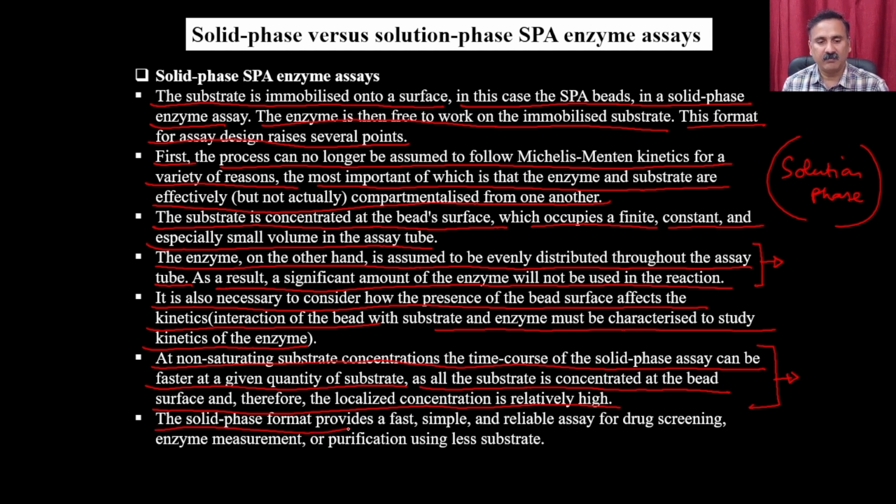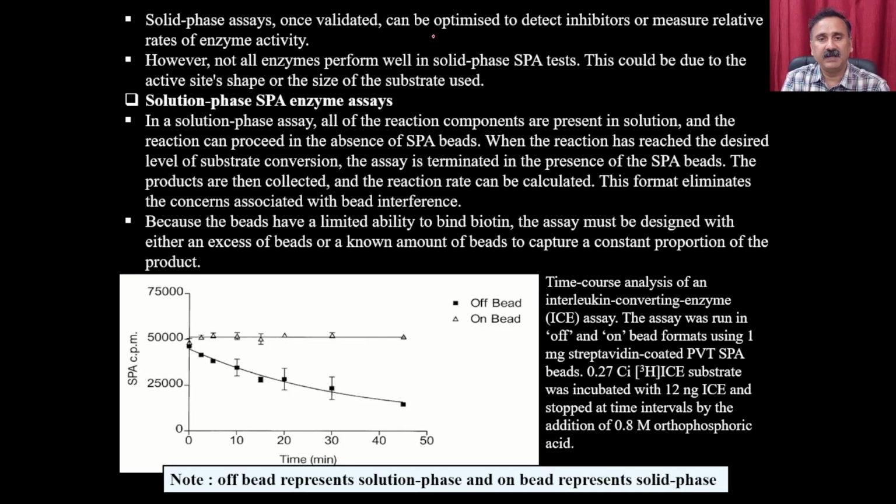The solid phase format provides a fast, simple and reliable assay for drug screening, enzyme measurements or purification using less substrate. So one of the major advantages of the solid phase assay is that you are not going to lose the substrate. You can reuse those beads again and again because they are immobilized onto the surface. So you can measure the activity and reuse the same thing again and again. Then the solid phase assay, once validated, can be optimized to detect inhibitors or more relative rates of the enzyme assays. However, not all enzymes perform well in solid phase SPA tests.